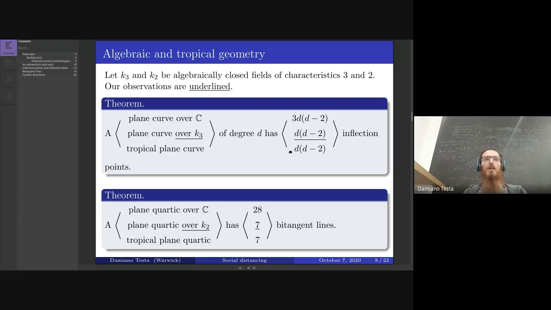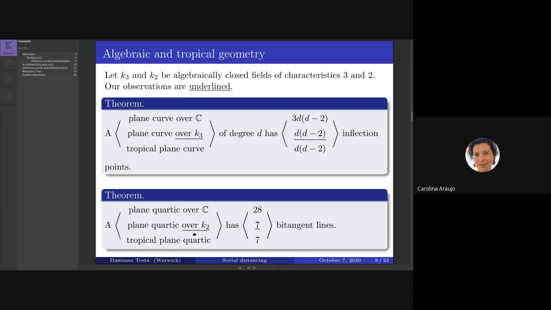And Damiano, can I interrupt? There is a question in the chat. So Cesar Augusto Hilario Poma asks, what is the definition of an inflection point of a tropical curve?